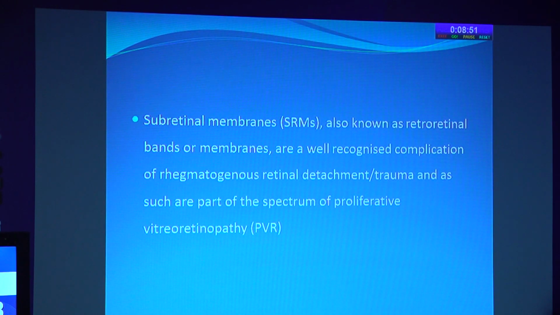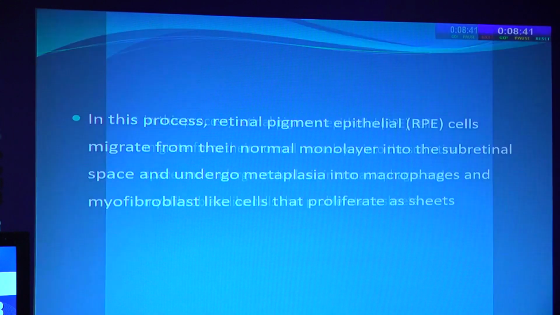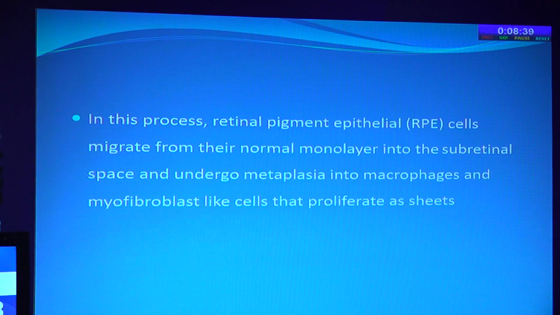Subretinal membranes, also known as retroretinal bands or membranes, are a well-recognized complication of detachments and trauma, and as such are a part of the whole PVR spectrum. In this process, pathophysiologically, RPE cells migrate from the normal monolayer into the subretinal space, undergo metaplasia into macrophages and myofibroblast-like cells that proliferate as sheets or bands.